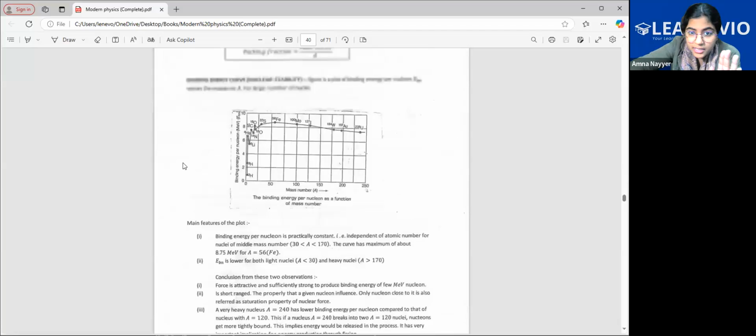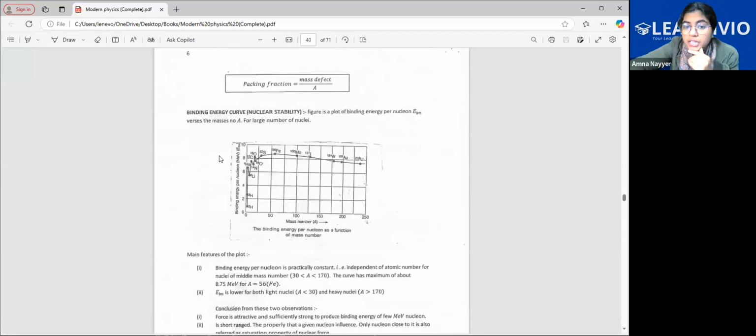Now, what is this binding energy curve? It basically is the plotting between the binding energy per nucleon and mass number. So sort of this graph was obtained. Okay, see, it's not a continuous graph. It's not a completely continuous graph. There are dips and kinks in between.